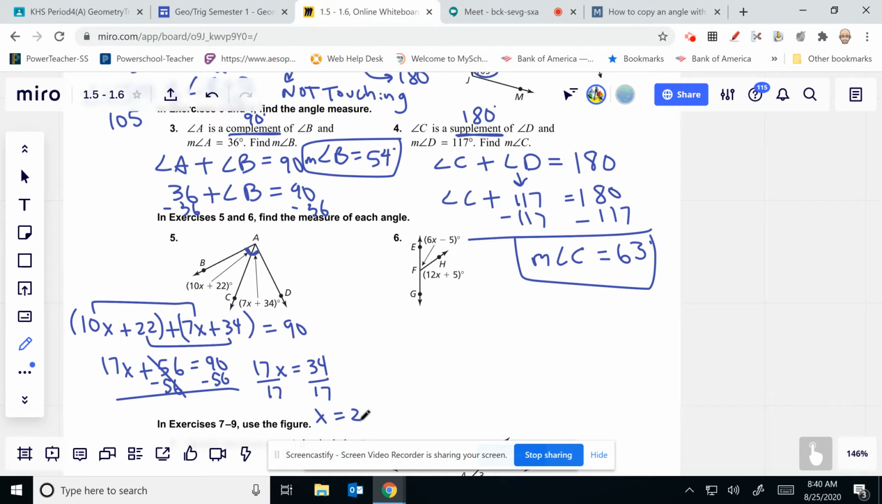Then you look back and see, what is it asking for? Well, find the measure of each angle. So that means I need to put a 2 in here. 10 times 2 is 20, plus 22 is 42 degrees for this angle right there, 42. So I could plug a 2 in here as well and solve it, or I can just do 90 minus 42, because I know they have to add up to 90, which gives me 48. So either way, if I plug a 2 in or if I subtract 90 minus 42, both ways I'm going to get 48 degrees. So those two angles, 42 and then 48. Adding them together, we get 90.